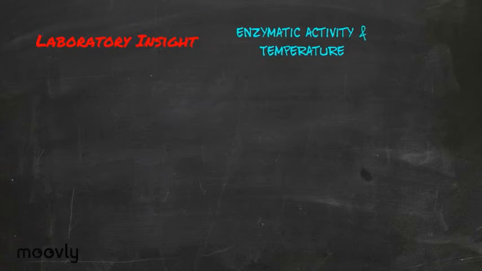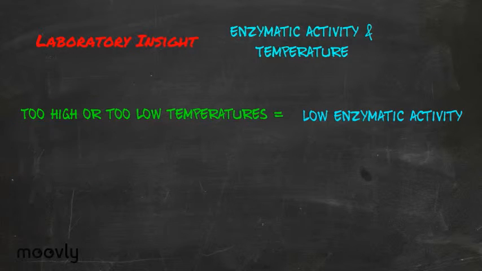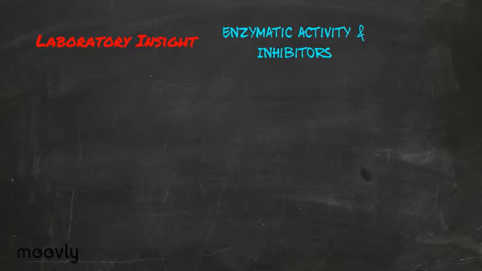Dealing with temperature, we also saw that enzymatic activity was low at extreme temperatures. This is because enzymes have a narrow range in which they will perform optimally. Lastly, we saw how the presence of inhibitors can affect enzymatic activity.